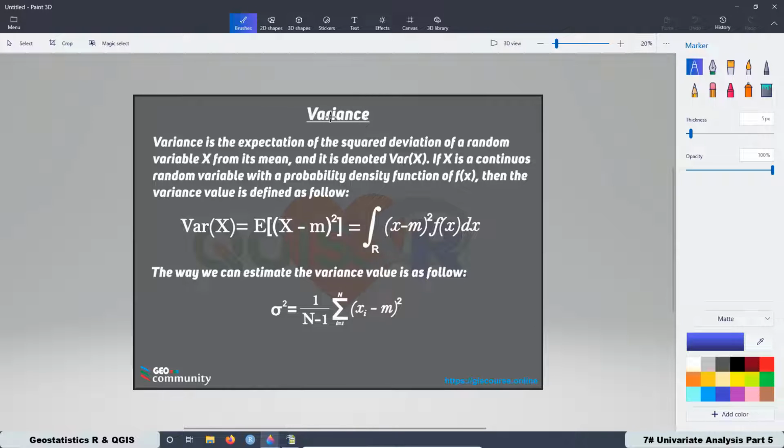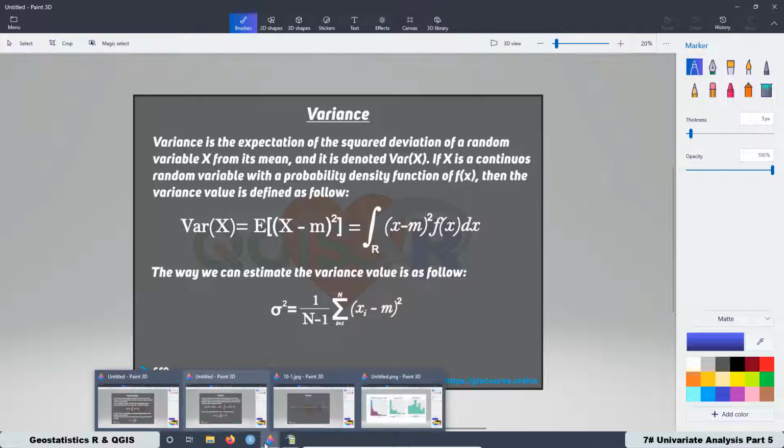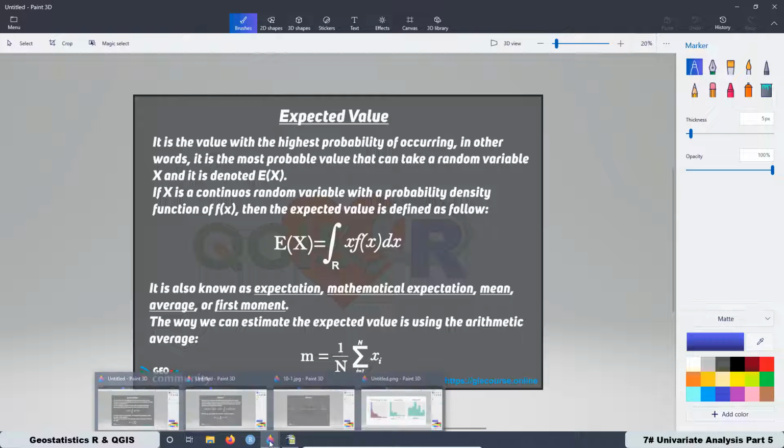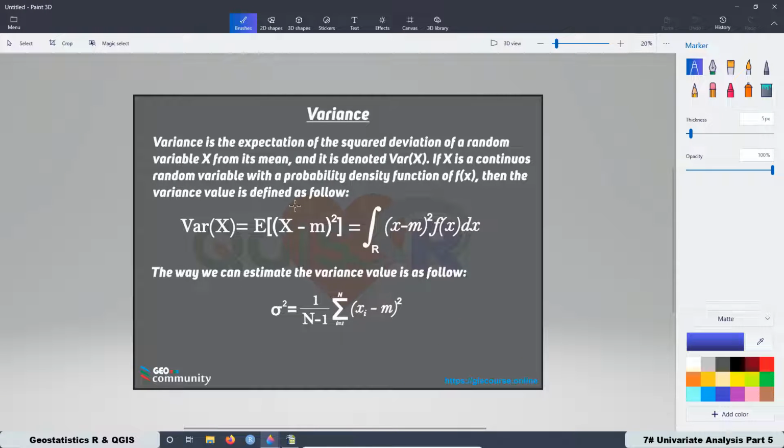The variance is also known as a central second moment. Remember that the expected value was known also as a first moment, and the variance is known as a central second moment because of the square over here, and because if we have a normal distribution of our data, the mean is going to be located at the middle of our distribution. That's the reason it's known also as central.